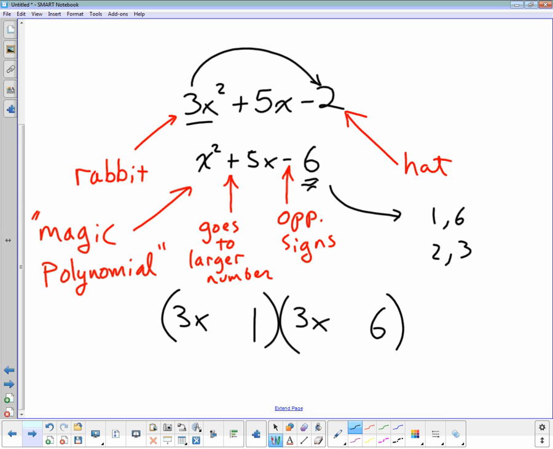So whatever symbol is in that first position goes to whichever number is there. And now you have opposite signs.